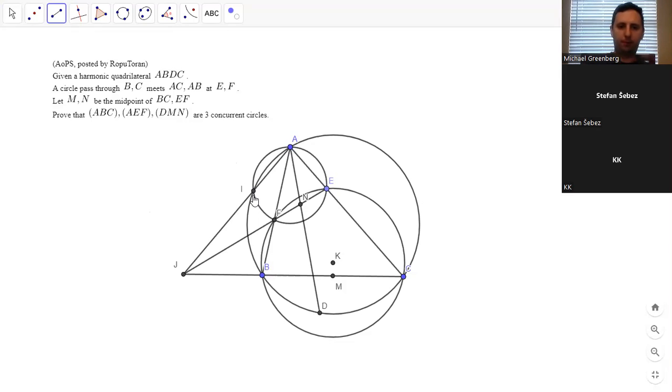You're saying it's well known? Yeah. Okay. Oh, yeah, because this M is the antipode. Okay. And there is another angle trace just to prove that D lies on it, and that J, N, M, D is cyclic.